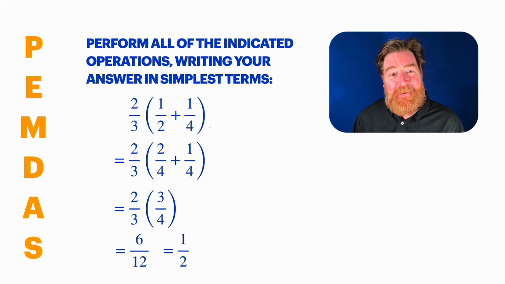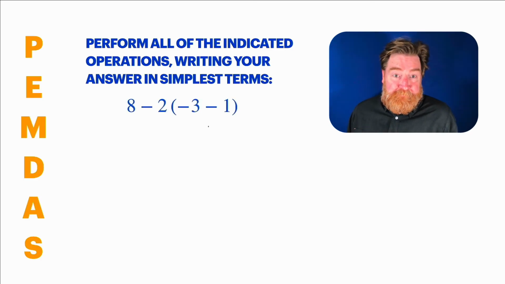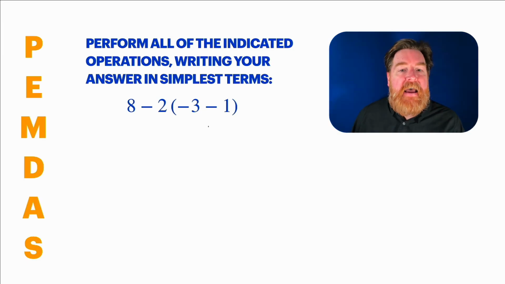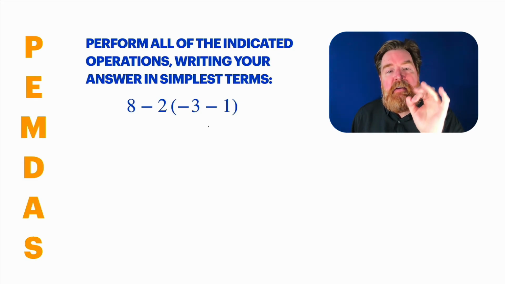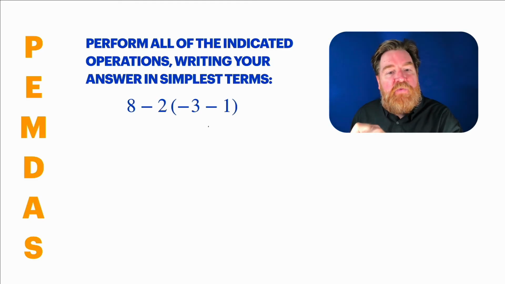All right. One more. How about this? 8 - 2 times the quantity -3 - 1. All right. You know the deal. Where are we going first? Parentheses. All right. So we need to do the -3 - 1. All right. We got that. That's -4.